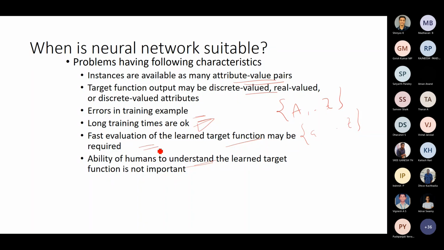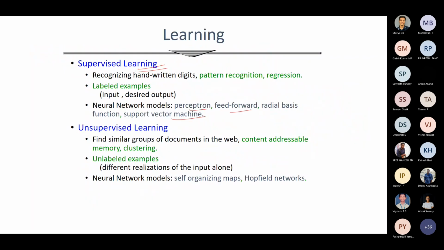And supposing you want to evaluate the learned function quickly, then you can go in for this particular model. Or where you are not bothered about how the target is learned, how the model is learning the data set, in that case again, you can go in for a neural network model.